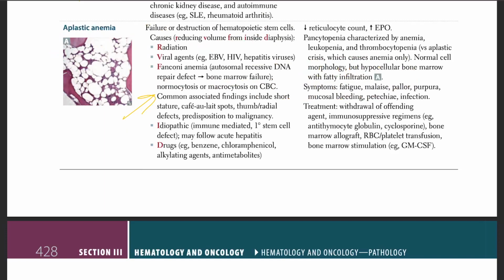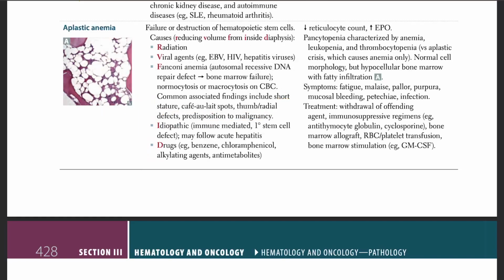Common associated findings include short stature, cafe au lait spots, thumb and radial defects, and predisposition to malignancy. It could be idiopathic or due to drugs. Okay, this was all about Fanconi.